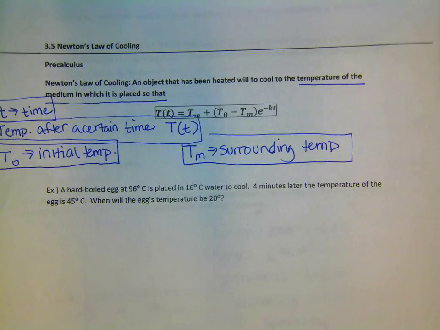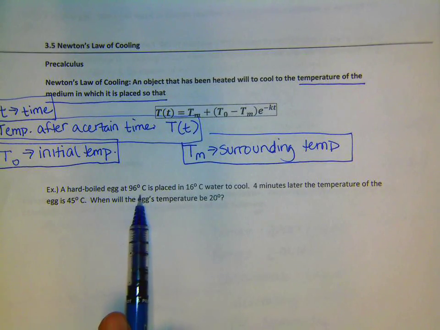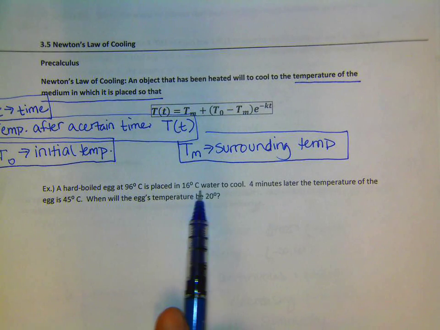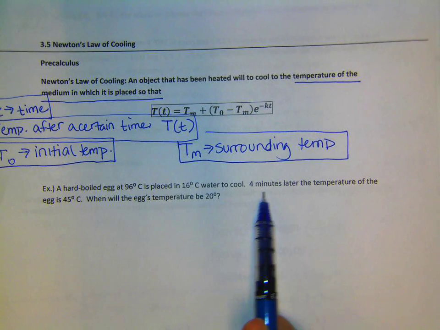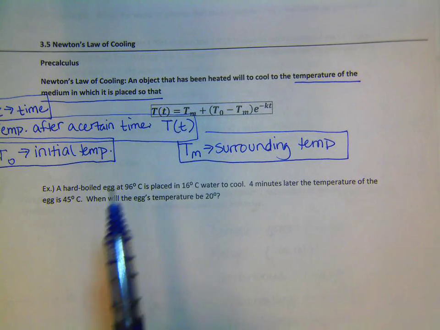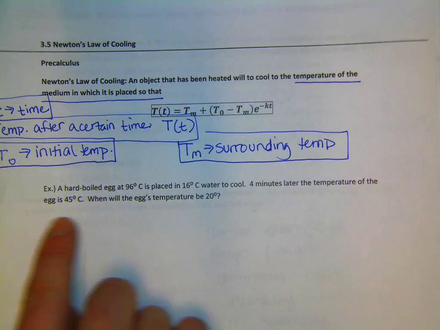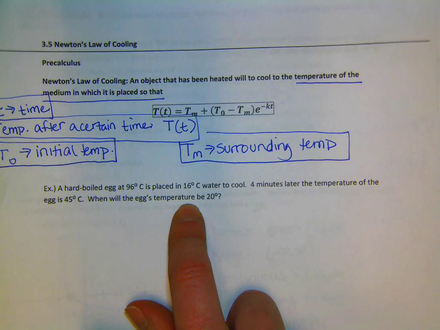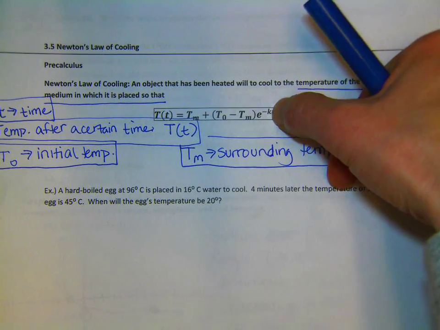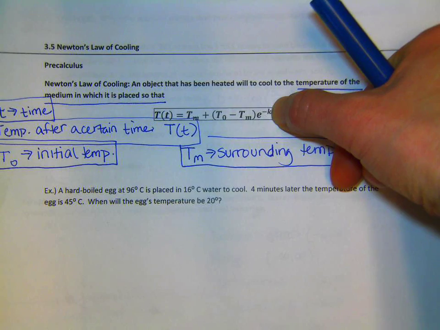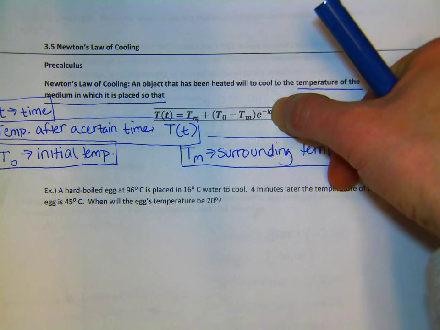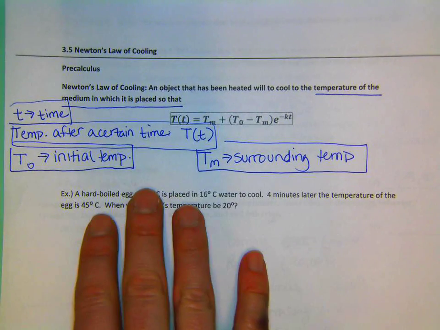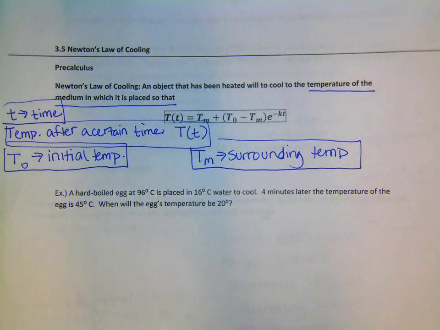A hard-boiled egg at 96 degrees is placed in 16 degrees Celsius water to cool. 4 minutes later, the temperature of the egg is 45. I'm going to stop right there, because before you answer these questions, the first thing that you're always going to do in these problems is figure out what k is. You have to find the constant first. Then I can answer the question, but don't try to answer the question before we figure out k. So let's take a look at just, from here to here.